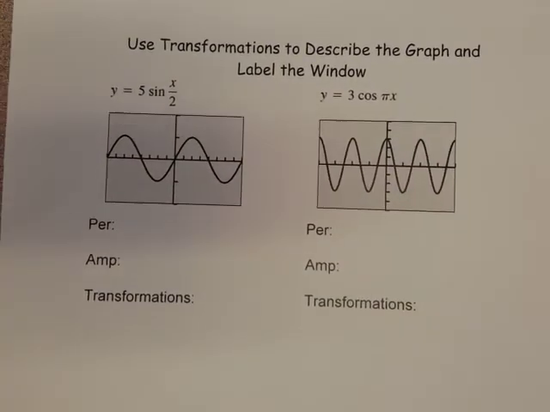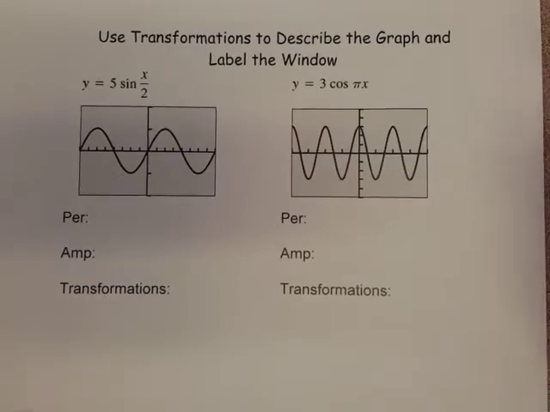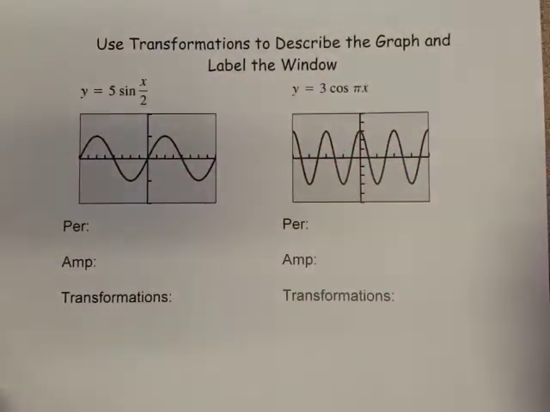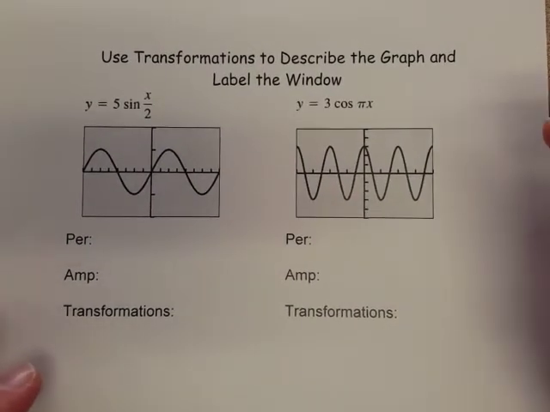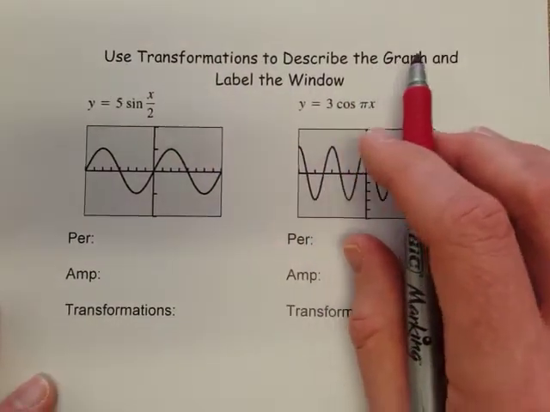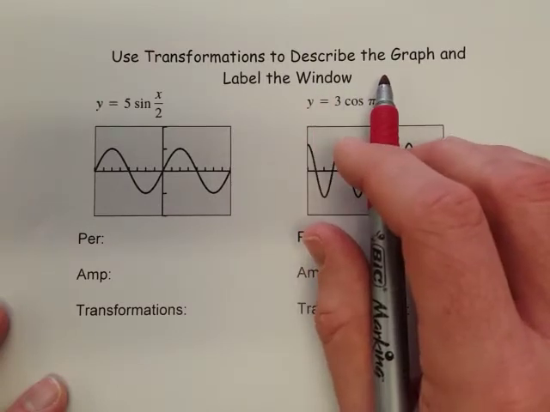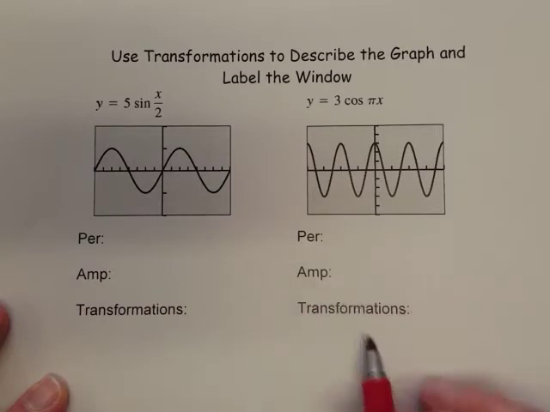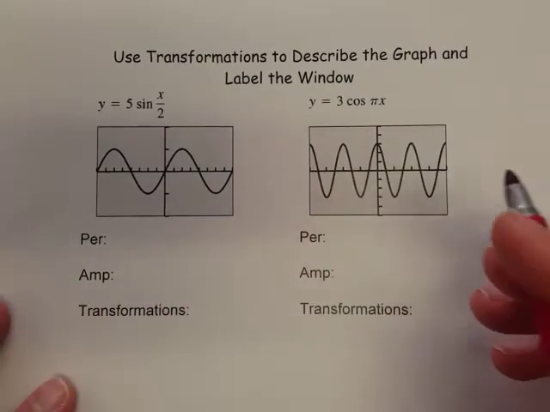In 4.4 day 2 we're going to talk mostly about transformations. These are really the transformations from yesterday though, as we're going to focus on some new ones today in later examples. So what we have to do, and this is very much like a couple of your problems in the assignment, is describe the graph and label the window. The description is going to be down here: period, amplitude, transformations for each one of them. So we're going to take a look at those.